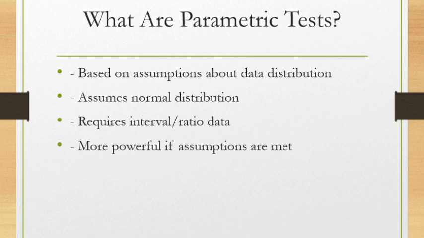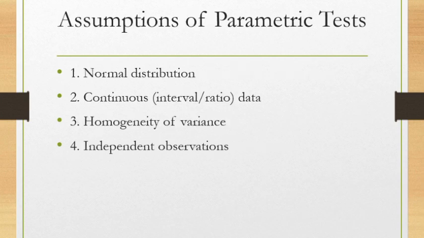Another very important assumption of parametric tests is independence. Observations should not influence each other. So when these assumptions are met, parametric tests are considered more powerful, meaning that they are better at detecting true effects. So remember the assumptions of parametric tests: normal distribution of data, very important; continuous data, that is, data must be at interval or ratio level; then homogeneity of variance, that is, groups should have similar variability; and then independence, observations should not influence each other.